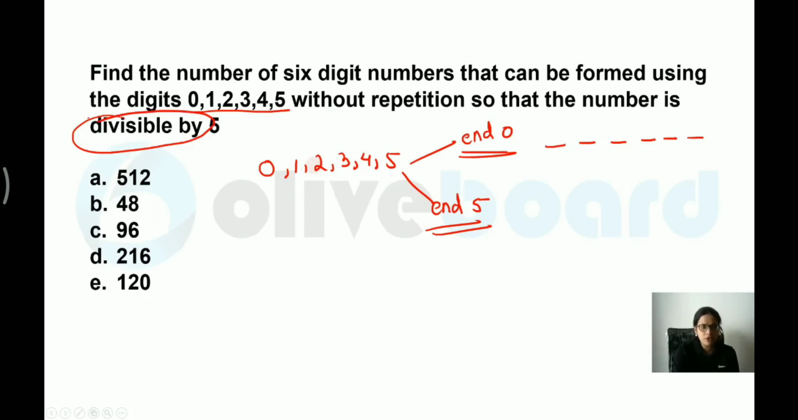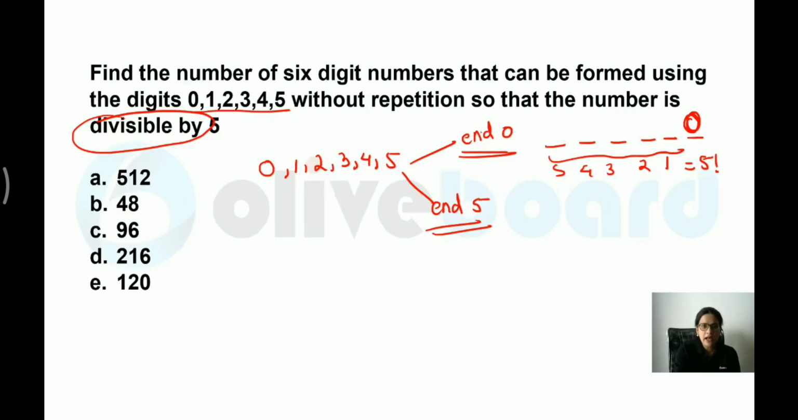So there would be two possibilities. Either it will be ending with 0 or it will be ending with 5. If it is ending with 0, you have already fixed 0 over here. So how many choices can come here? 5, 4, 3, 2, 1. It means a total of 5 factorial cases can come over here.